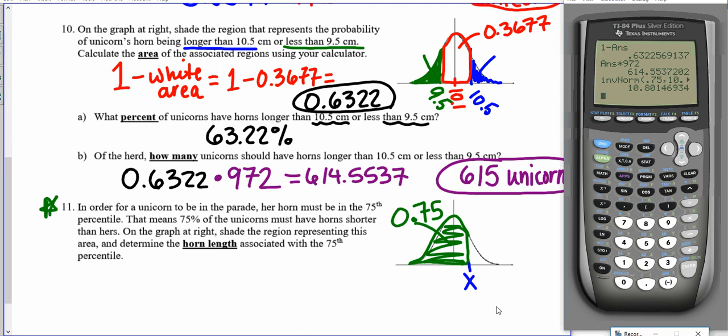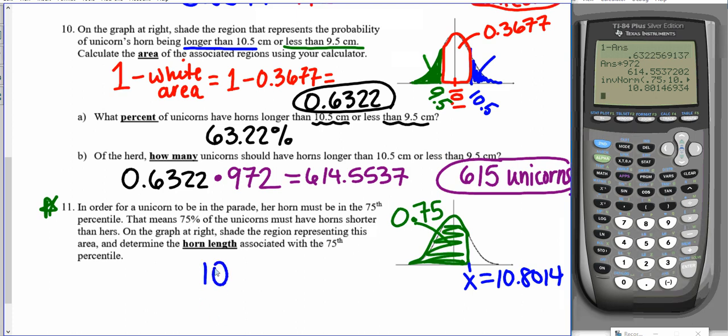So that gives me x of 10.8014. Is that an acceptable answer? Can something be 10.8 centimeters? Sure. So I'm going to go ahead and list it out to the 4 places after the decimal.